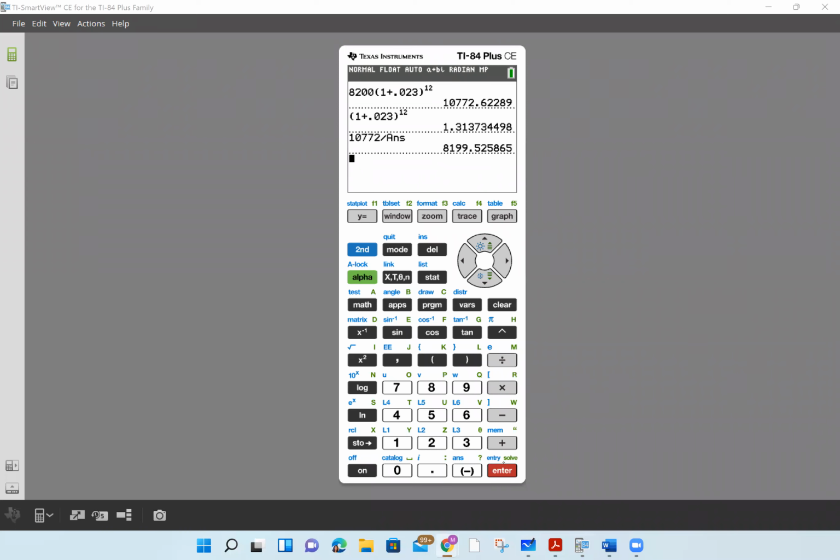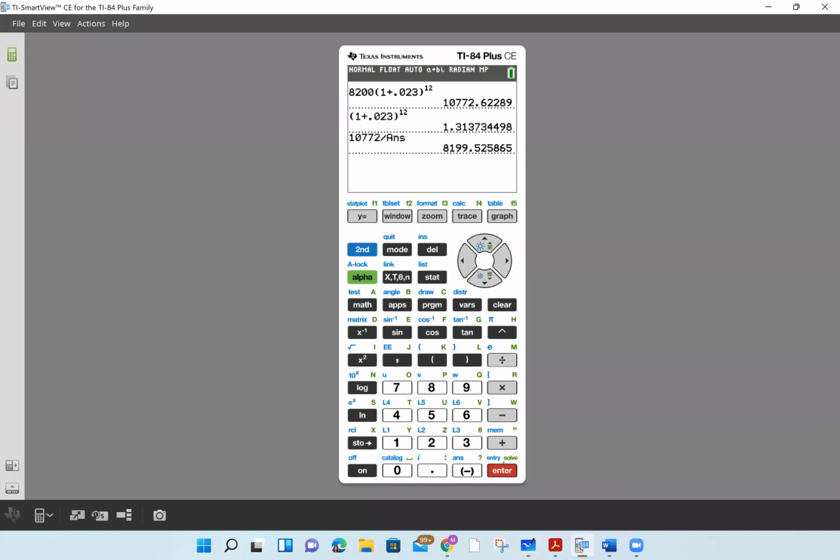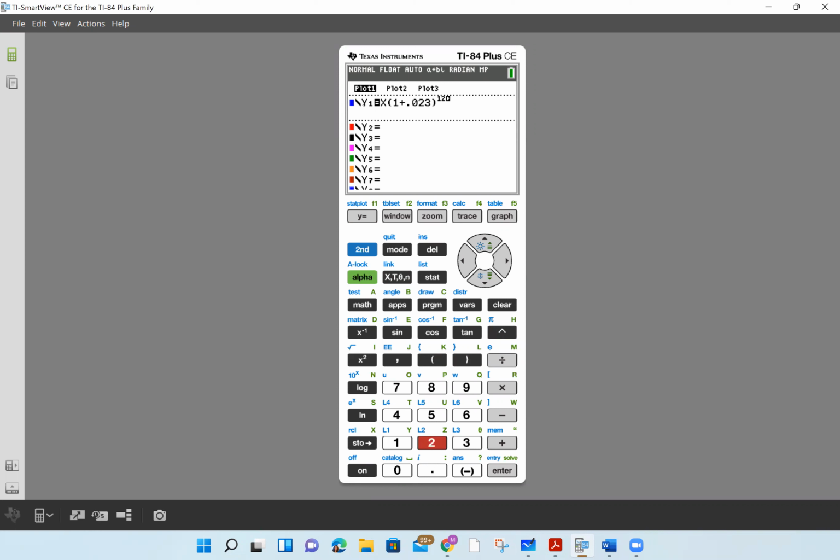Hold on. Go back to my work. Go to the calculator. So if I go to Y equals, and this time I'm just putting the right side in, which is that X, because I can't put P in, times 1 plus 0.023 raised to the 12th power. And on the left-hand side where it says Y sub 1, that has to equal 10,772 in my table.